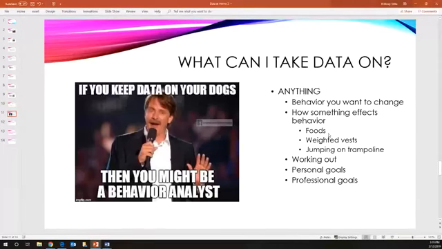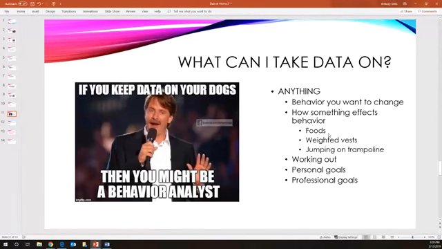So what can you take data on? Literally anything. If you want to take data on it, take data on it. You could take data on a behavior you want to see your child change. I've heard people taking data on how things affect their child's behavior. So if you suspect that they may have a gluten allergy or some sort of allergy, you can take data on that and see if it helps.